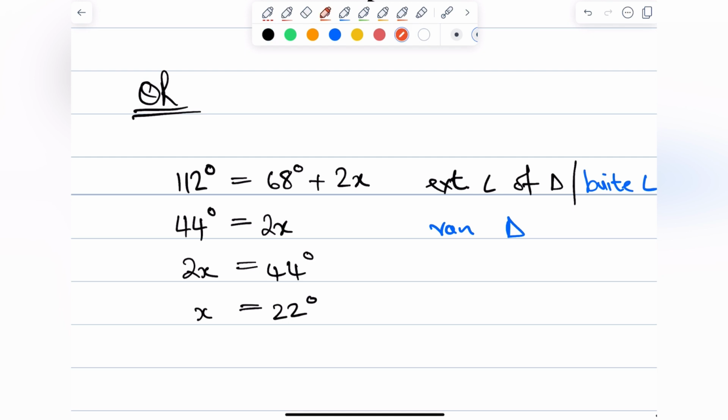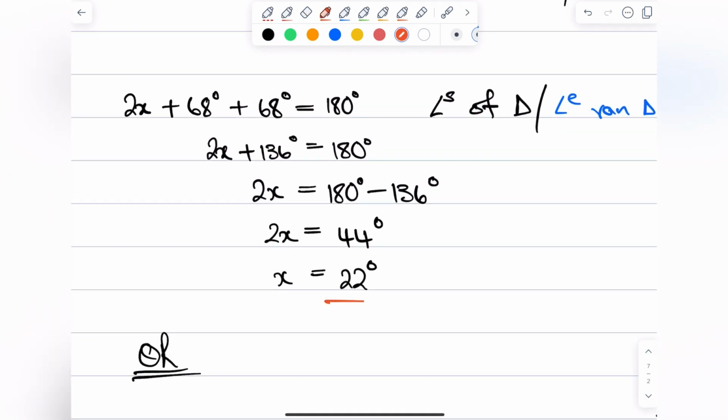So again here, x is equal to 22 degrees over there, and it should be the same thing over here as well.